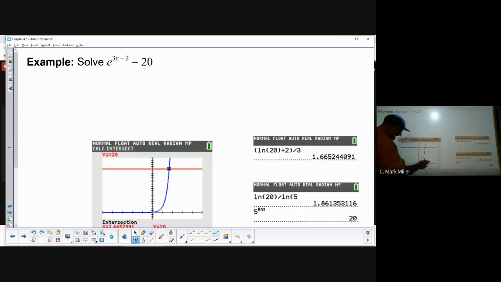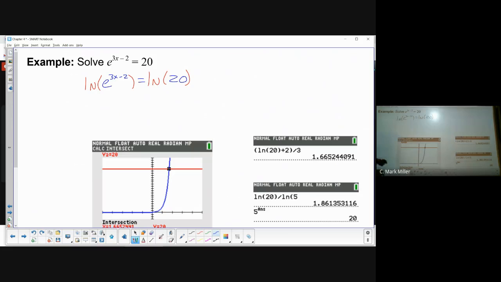So we could have done the last problem this way. Natural log of the left side is going to equal natural log of the right side. We're going to take the natural log of each side. So the natural log of e to the 3x minus 2 is going to equal natural log of 20. Now, natural log of 20 is just a number. It's the power you have to raise e to get 20. Probably going to be a little under 3.